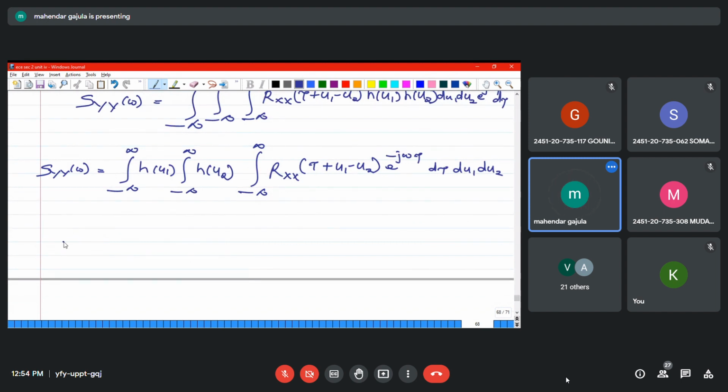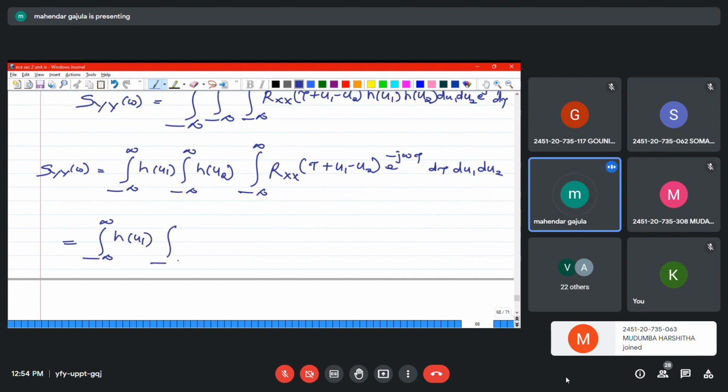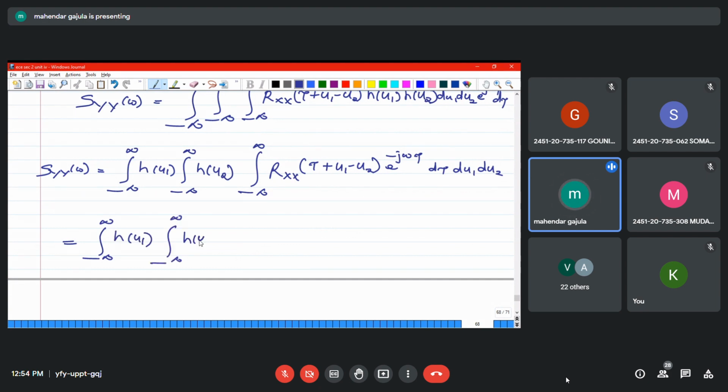S_yy(ω) equals the integral from minus infinity to plus infinity of h(u1), the integral from minus infinity to plus infinity of h(u2), the integral from minus infinity to plus infinity of R_xx(τ + u1 − u2) e^(−jωτ). I am going to add jωu1 minus jωu2, minus jωu1 plus jωu2, dτ du1 du2.